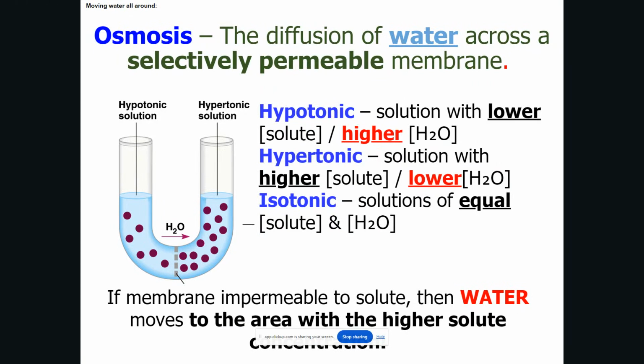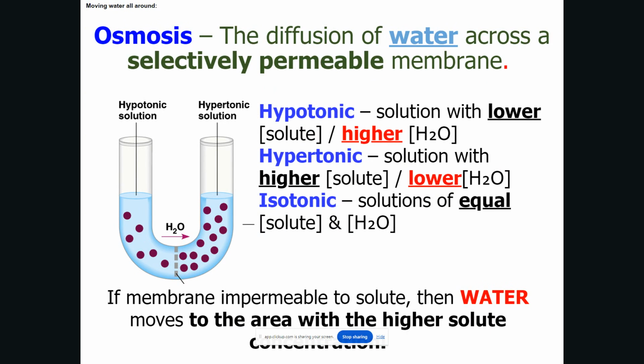Here, the prefix hypo is referring to a solution with a lower solute concentration than water. The prefix hyper is referring to a solution with a higher solute concentration than water, and isotonic is referring to solutions with equal solute and water concentration.